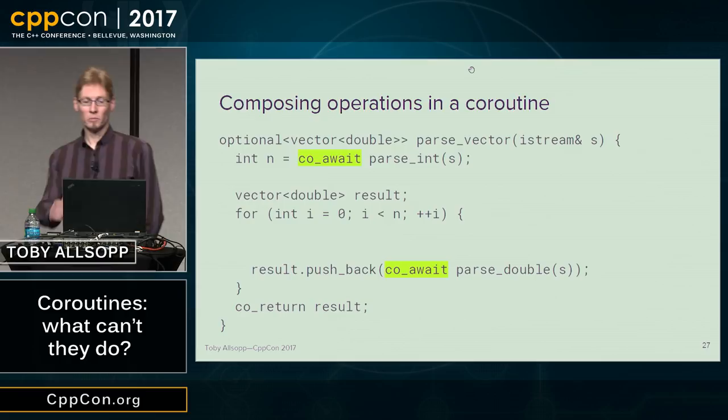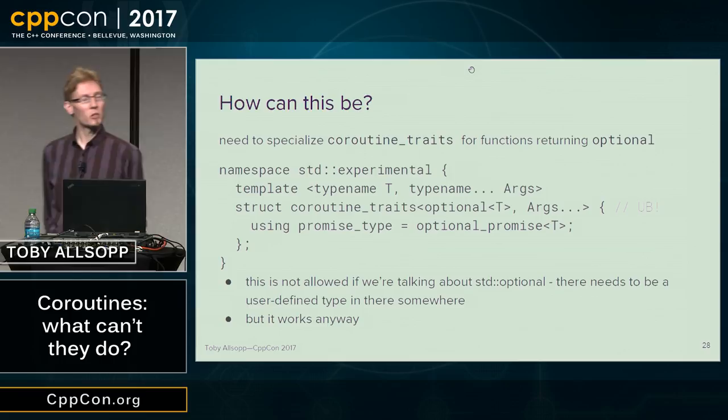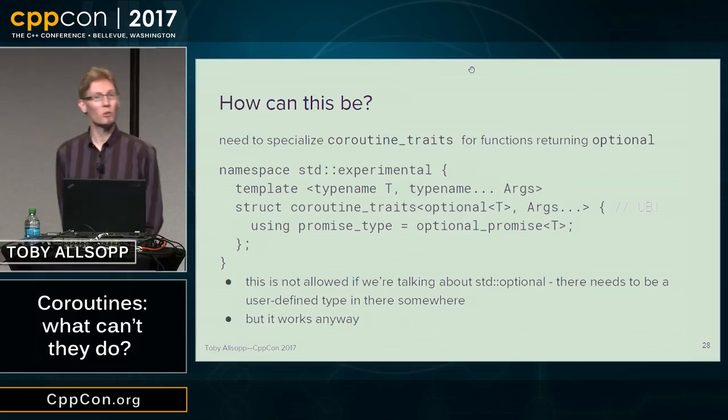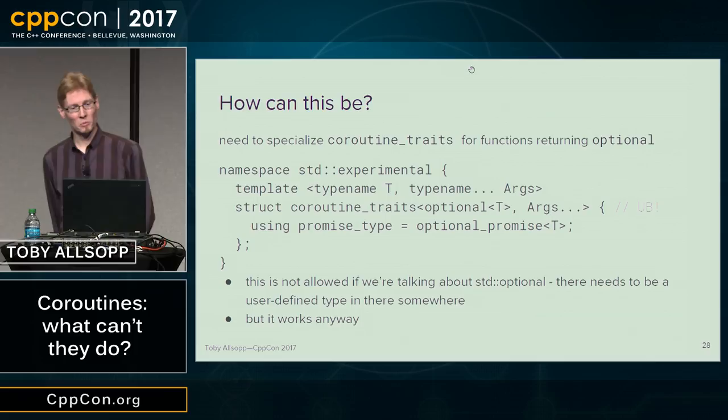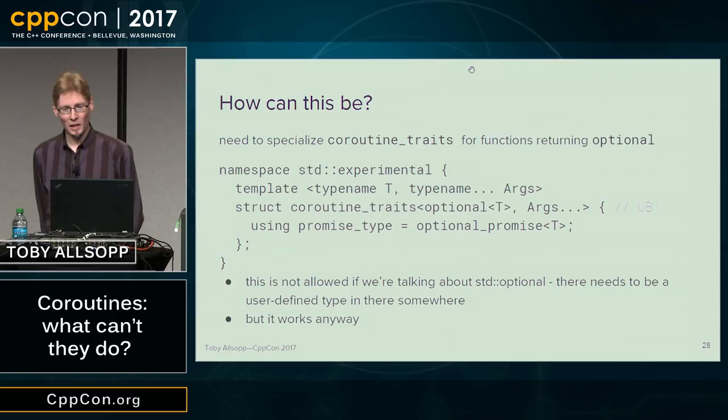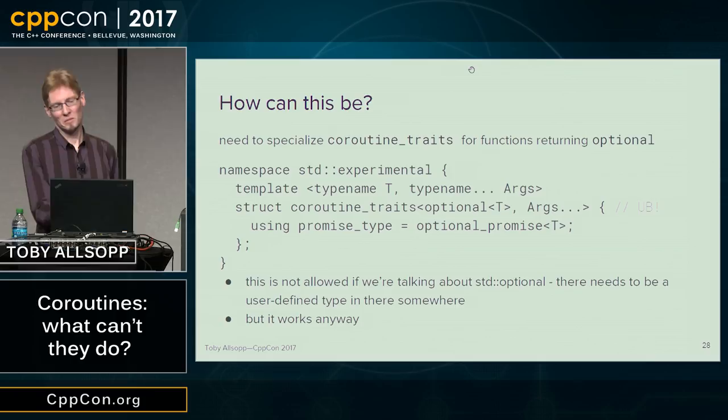So, how can this be possible? Well, strictly speaking, it's kind of not if you're talking about standard optional. My understanding is that it's not allowed to specialize a class template from the standard namespace without any user-defined types in it. But it works anyway.